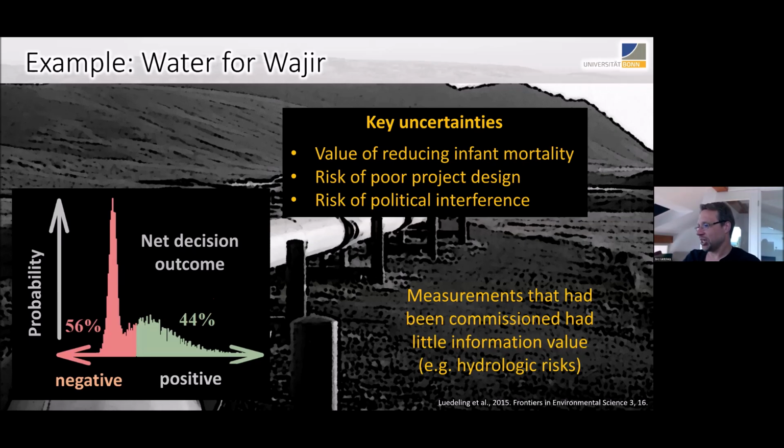Yeah, and the measurements that had been commissioned before we did our analysis actually had fairly little information value. As I said, they were mainly related to the hydrological risks, and these were actually quite easily understandable. I mean, it's not an easy aquifer, but the uncertainties there were actually smaller than the uncertainties in other regions and other parts of the project that people hadn't even really thought about much.